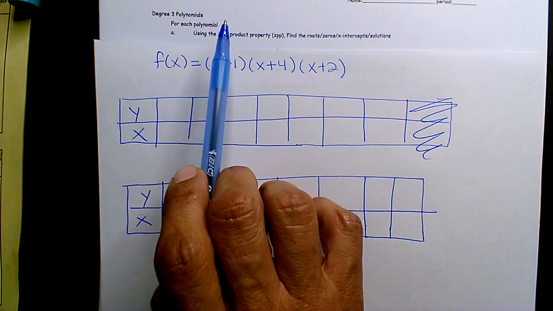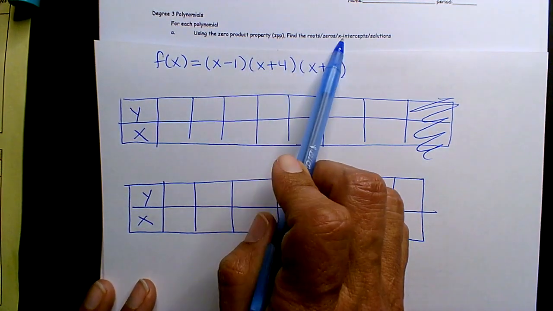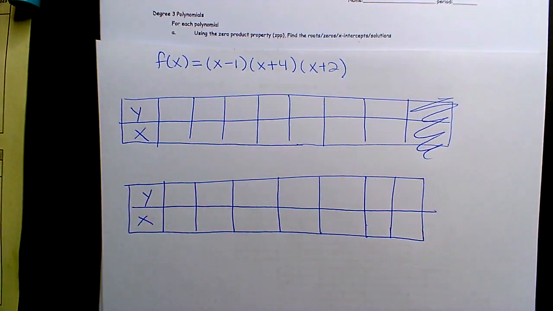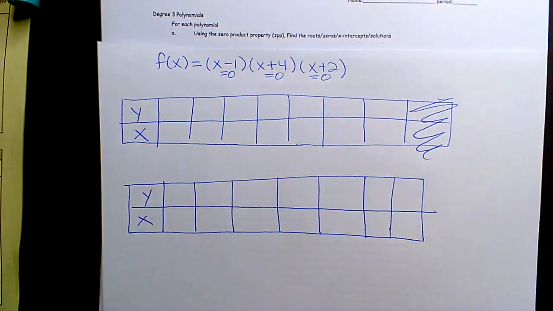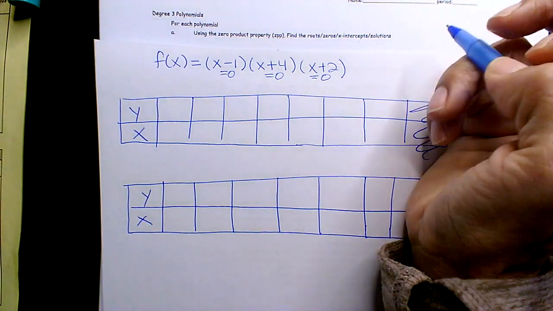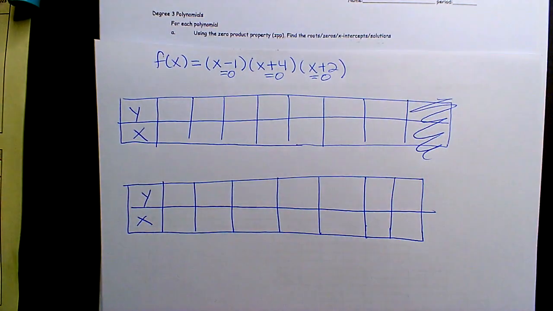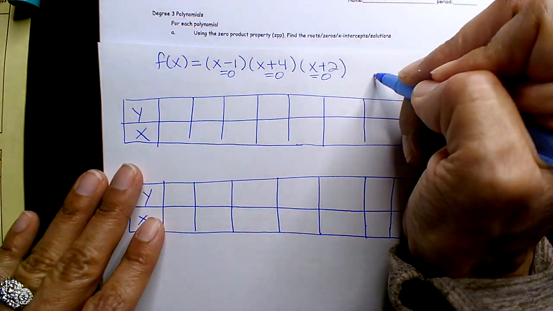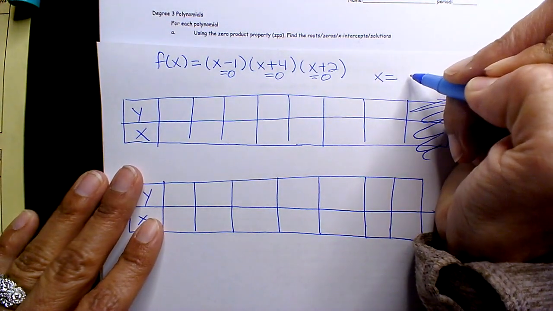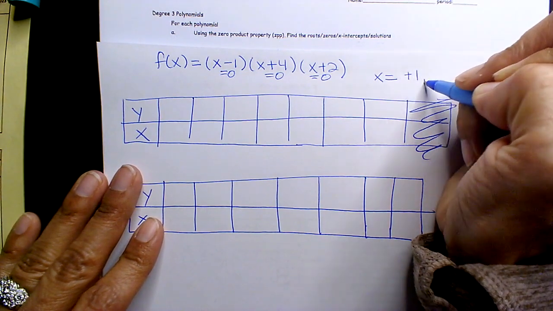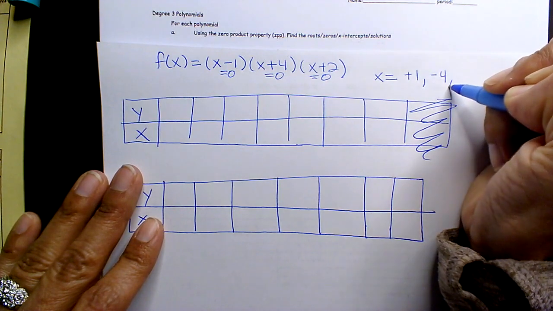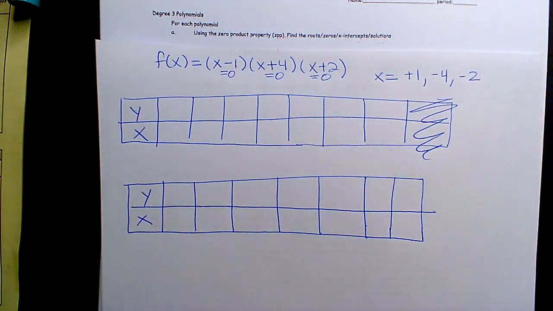So the first part says, using the ZPP, find your roots, zeros, x-intercept solutions. Okay, so you guys know zero product property, right? Here. So what are my roots, my zeros, my whatever, x-intercept solutions? What are my numbers? X equals what? +1, very good. -4. Yeah, you just needed someone to say it because then more voices chimed in.